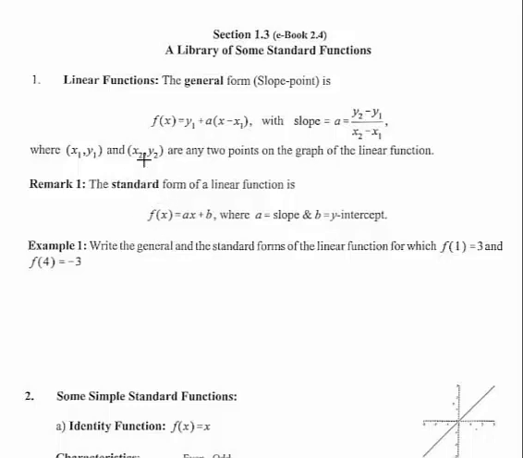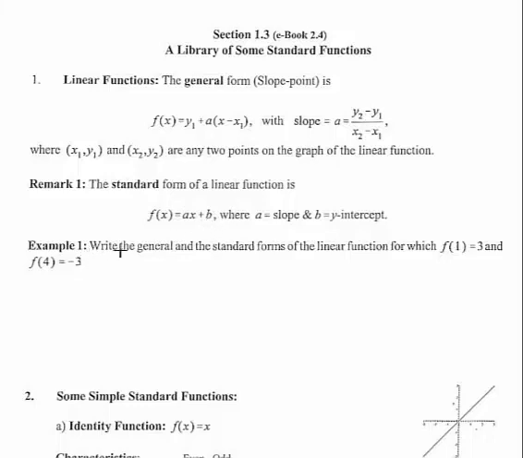Okay, so we've made it to section 1.3. We're going to start out by talking about linear functions. We have the general form of a linear function, or in other words, slope point. And basically you can derive this expression here, or this template you could call it, for the general form of a line by simply using the slope and a little bit of algebra. And then we have the standard form, or what's usually called the slope-intercept form.